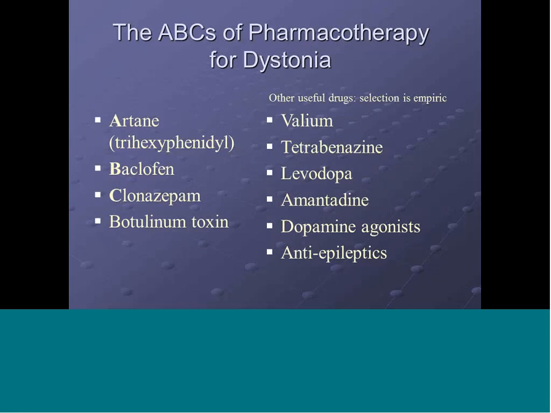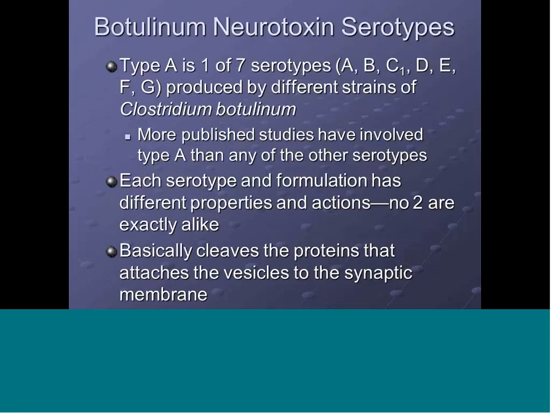levodopa is listed there. However, that's mostly used in DYT-associated or young onset people, kids with dystonia, because DYT5, I believe, is dopa-responsive dystonia or Segawa disease. And so kids are given the benefit of doubt by giving them a trial of high dose levodopa. Amantadine, dopamine agonists, and anti-epileptics are sometimes helpful as well.